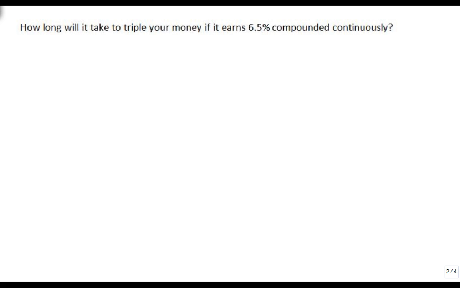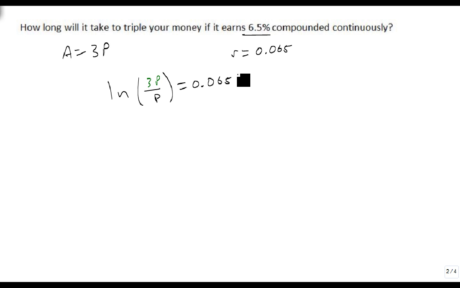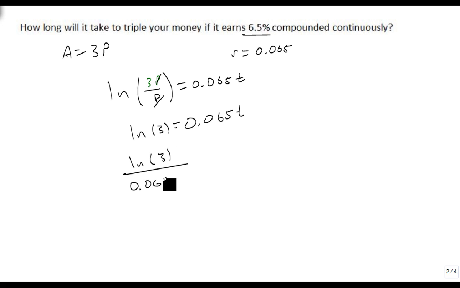So here's two examples. How long would it take for us to triple our money if it earned 6.5% compounded continuously? Well, here we know my rate is 0.065, and we know that we're trying to triple our money, so A is 3P, 3 times the principal. We've tripled it. So we go to the formula, the natural log of 3P over P equals 0.065 times t. Well, the P's are going to divide out, and that just leaves me with the natural log of 3 is 0.065t. So the natural log of 3 over 0.065 equals t.